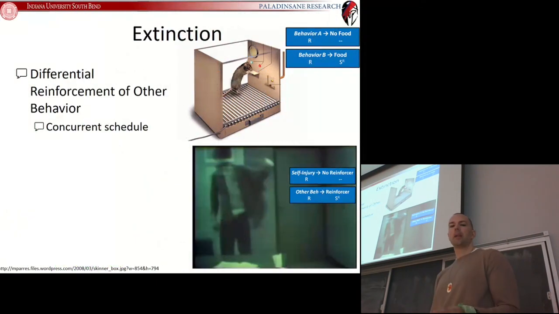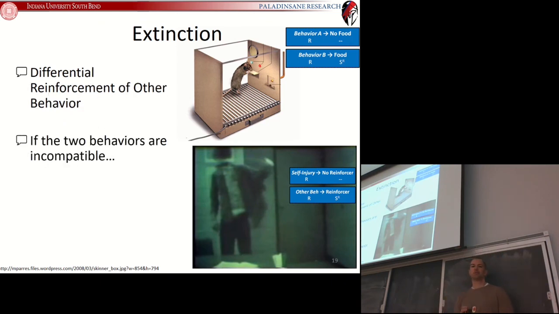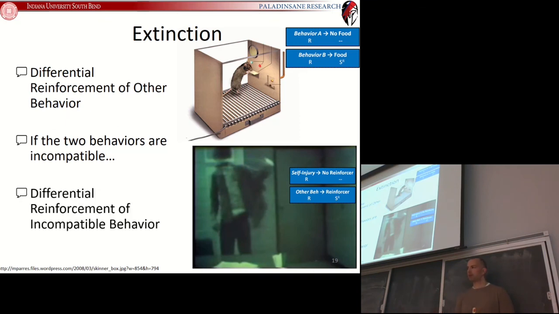All right, so that differential reinforcement of other behavior is a concurrent schedule. You have your extinction schedule, and you have your reinforcement schedule. And that's the general case. The reinforcement of other behavior is the general case. But there's a particular version of it that is very, very effective, and that is known as the differential reinforcement of incompatible behavior. So this is a special situation of the differential reinforcement of other behavior, where the other behavior that you choose is incompatible with the behavior that you're trying to put through extinction.